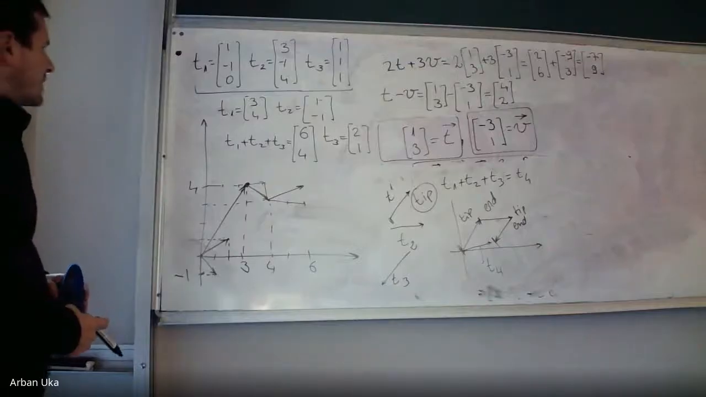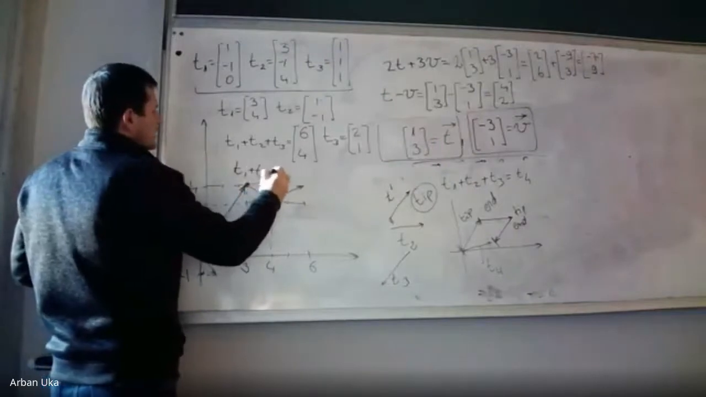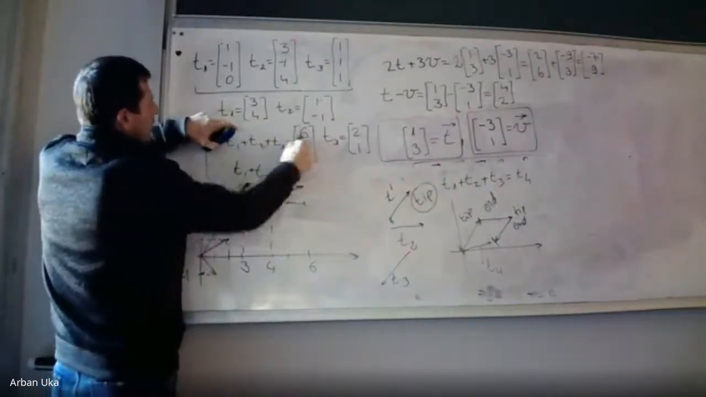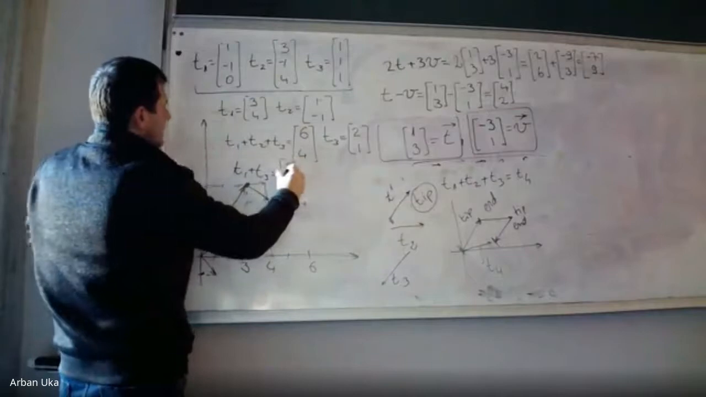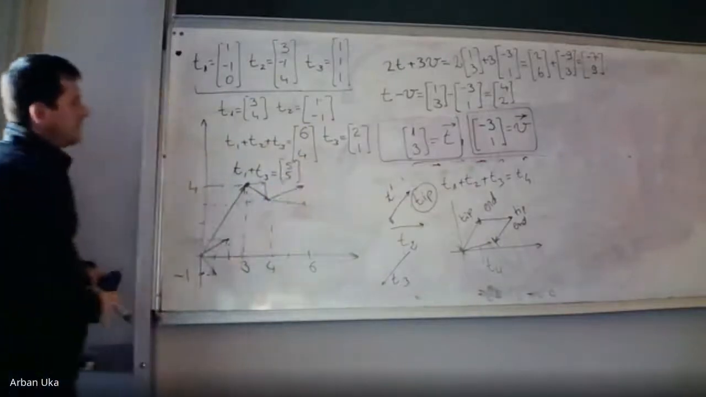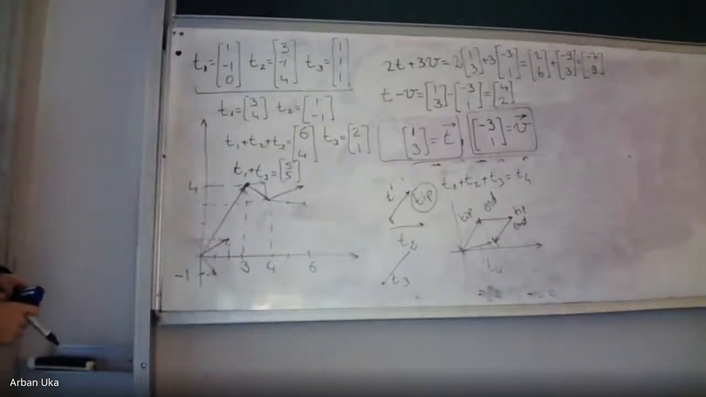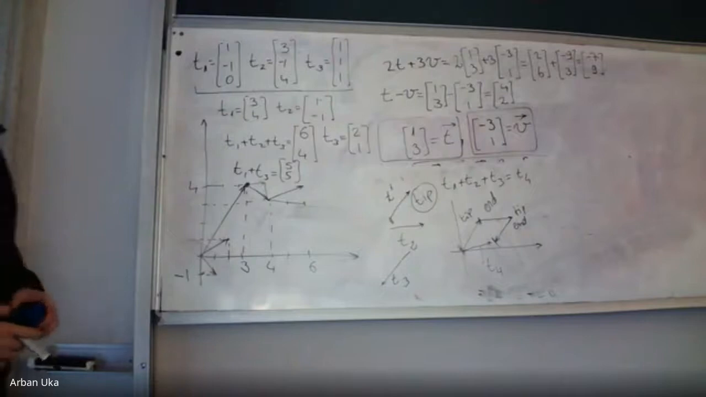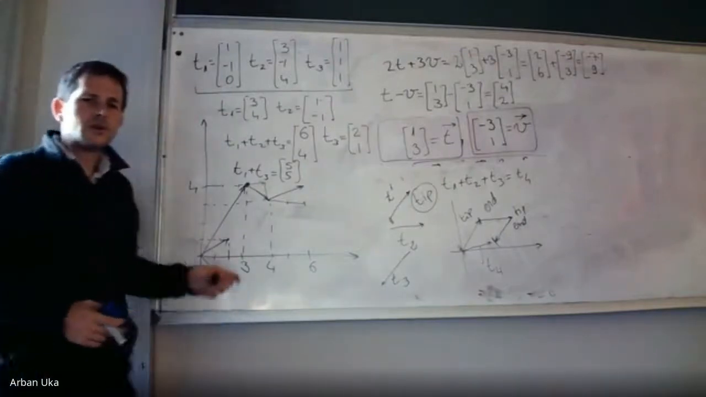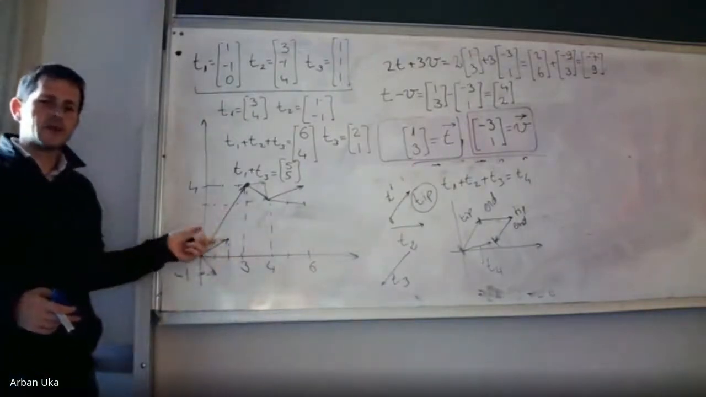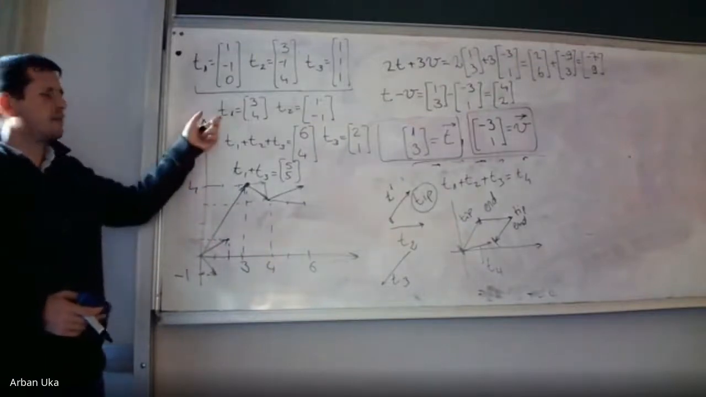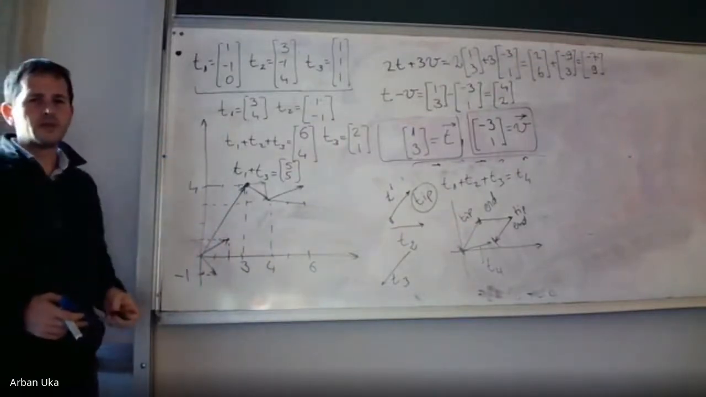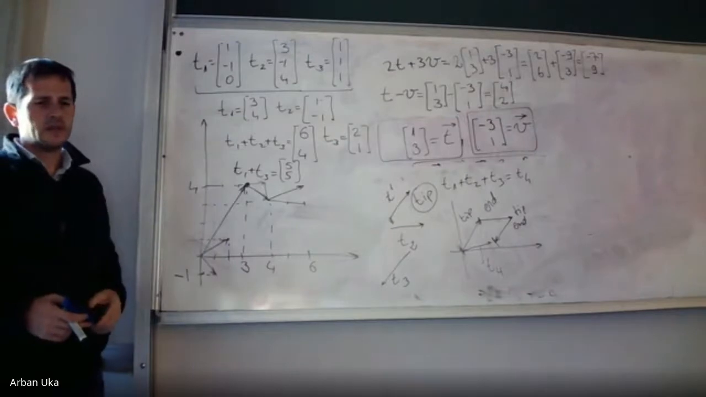No, it's not exactly useless, because t1 plus t3, what is it? t1 plus t3 is (5, 5). t1 plus t2 plus t3 is (6, 4). So it's not useless. You can say that in order to span the 2-dimensional space, you can pick t1 and t3, and you can throw away t2.